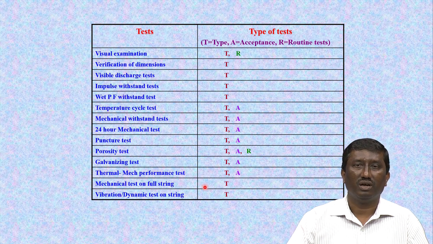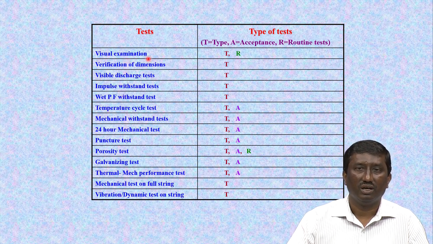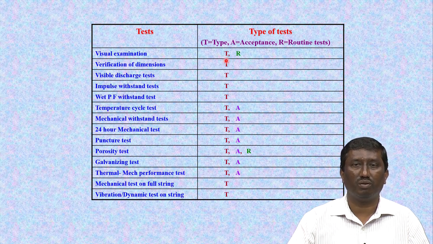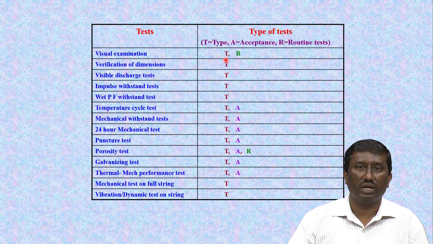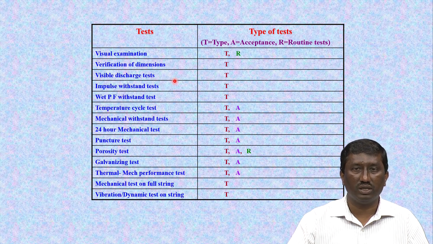You can see that the visual examination has been put in two categories, that is it is a type test as well as a routine test. Similarly, the verification of dimensions, very important, to check that the manufacturer has adhered to the proper dimensions as per the specified drawings. So, this comes under the type test. Similarly, visible discharge, which is again a corona test. This corona test is normally conducted in the high voltage laboratories. It is a certification test which is being conducted. So, this falls under the type test category.